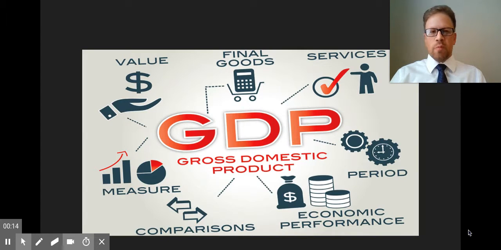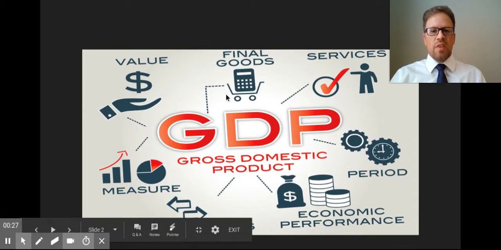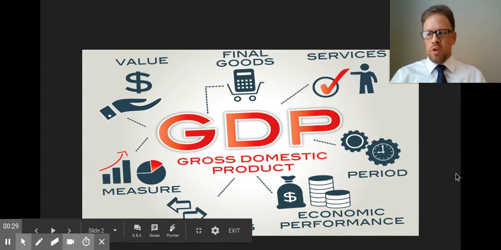Now, gross domestic product, just called simply GDP, is the total market value, expressed in dollars, of all final goods and services in an economy in a given year. So it's basically all of the things that they have produced, essentially.